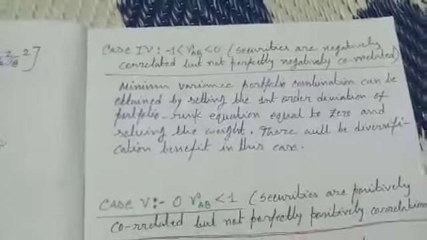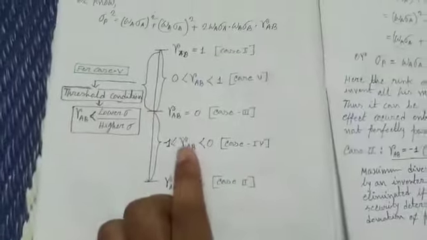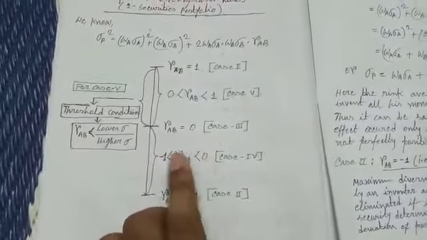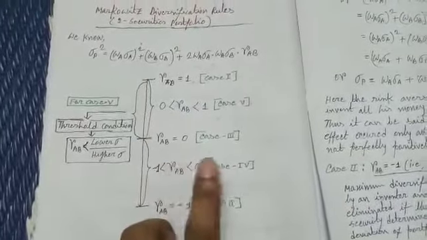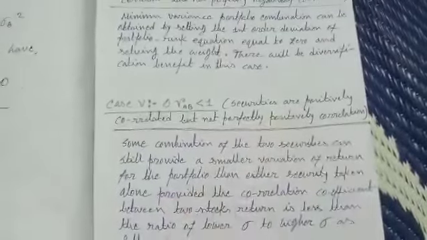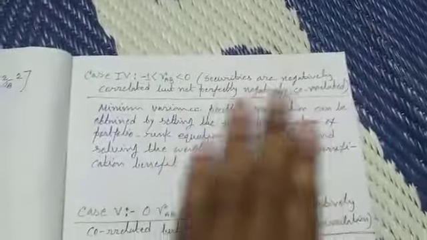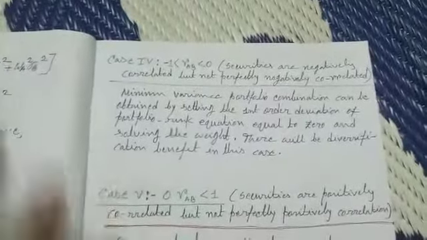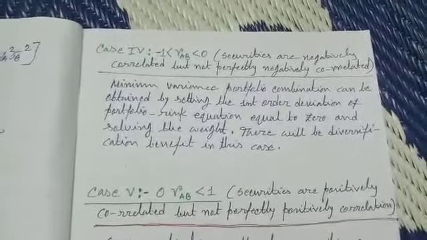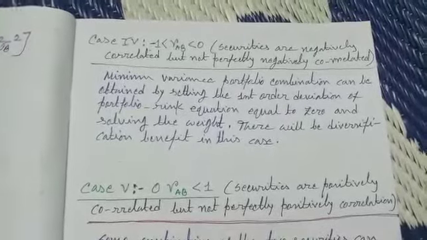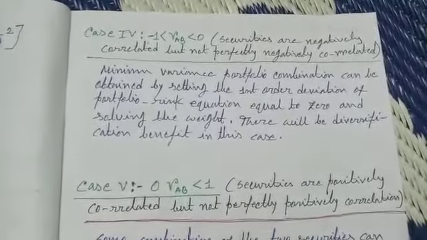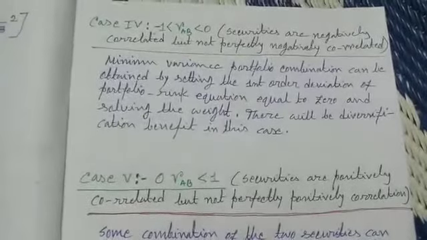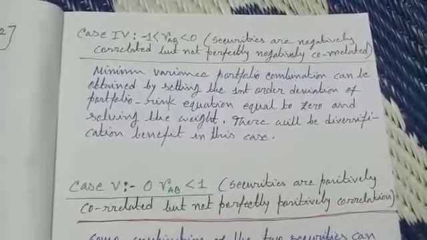Now case 4, where RAB varies from -1 to 0. So here the securities are negatively correlated but not perfectly negatively correlated. For this situation, the minimum variance portfolio combination can be obtained by setting the first order derivative of the portfolio risk equation equal to 0 and solving for the weight. There will be a diversification benefit in this case.